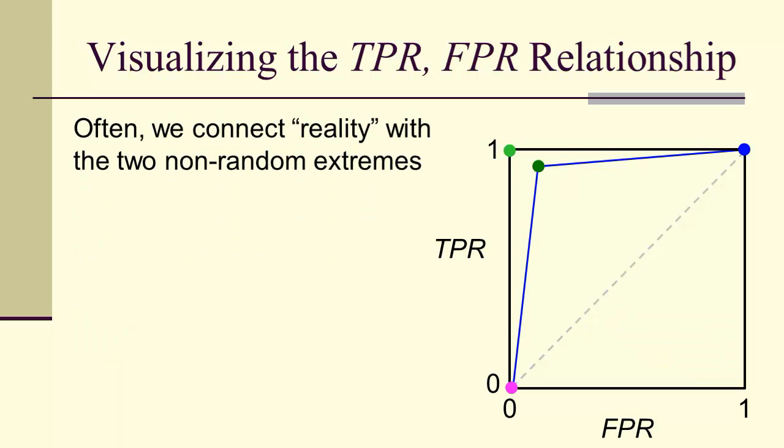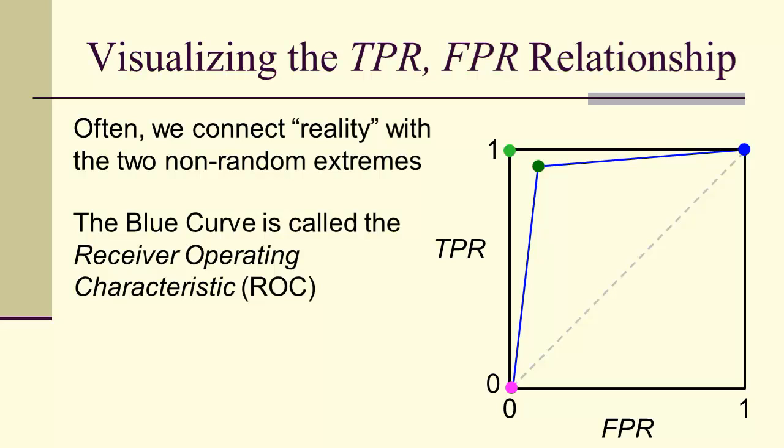And we're going to connect that point with a line that also connects the two non-random extremes. Now the curve that we get is called the receiver operating characteristic.